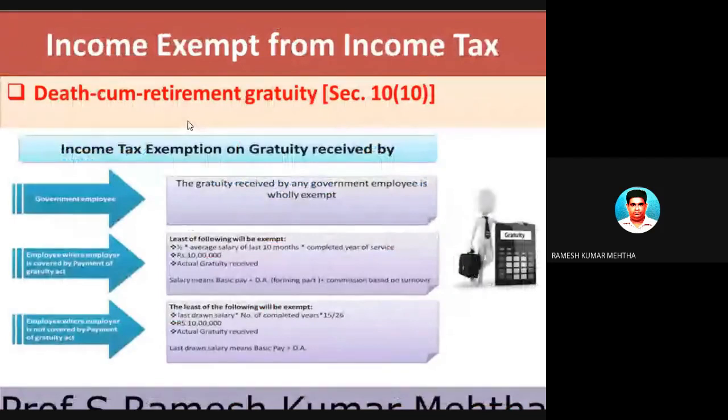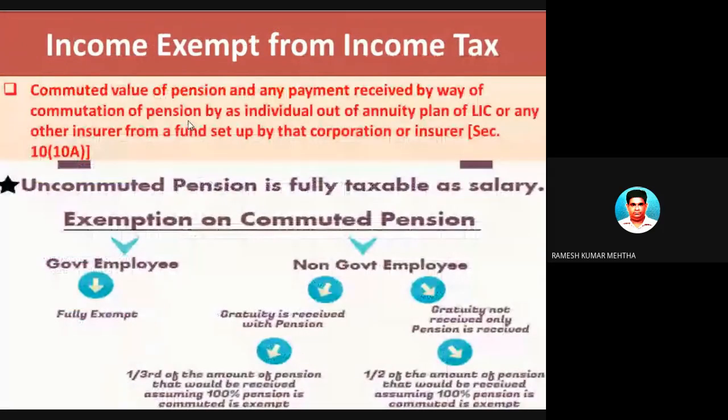Next one is pension. Pension is of two types: one is lump sum payment of pension and one is periodical payment of pension. Lump sum payment of pension, which is called commuted pension, is fully exempted in the hands of a government employee, whereas in the case of a private employee it is exempted with some conditions.